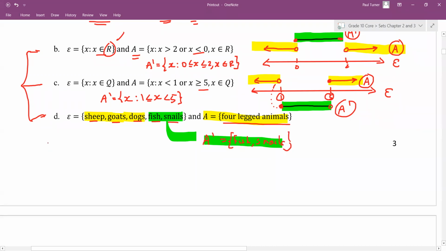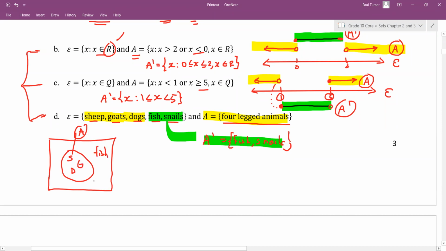And that could be done as a Venn diagram. So if we were doing a Venn diagram, you would have set A, which is sheep, goats, dogs. So this is set A. So we'd have sheep, goats, and dogs in here, and fish and snails would be outside the set, like that. And so the universe is all of those animals in here. That's your universe. Okay, so that one you could use a Venn diagram because we have elements and we have a finite set too. So no problem with that.